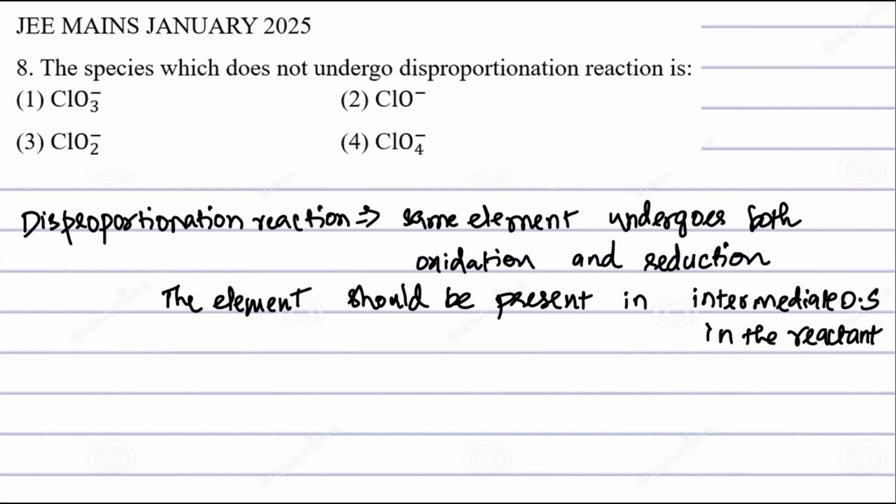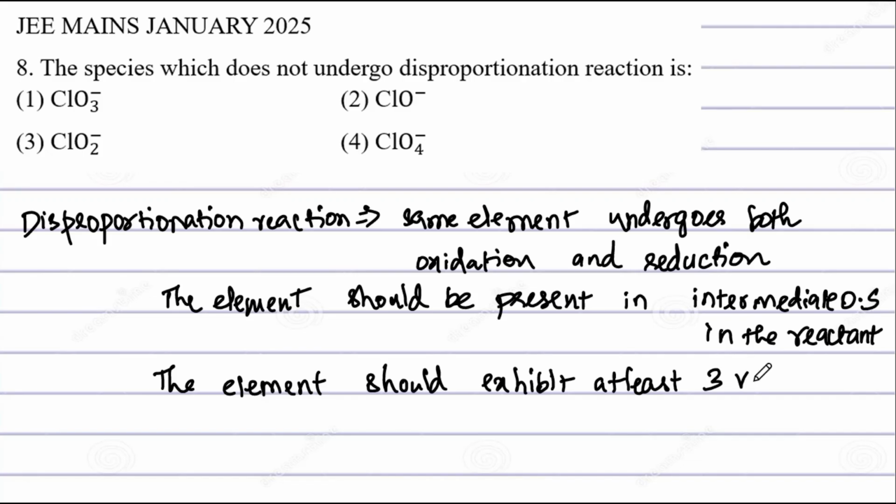So only when the element is present in the intermediate oxidation state in the reactant, it can undergo both the increase in oxidation state as well as the decrease in oxidation state. And also the element should exhibit at least 3 variable oxidation states. For example, oxygen exhibits -1, 0, and -2 oxidation states, and in some compounds, it also exhibits +2 oxidation state. So like that, the element should at least exhibit 3 variable oxidation states.